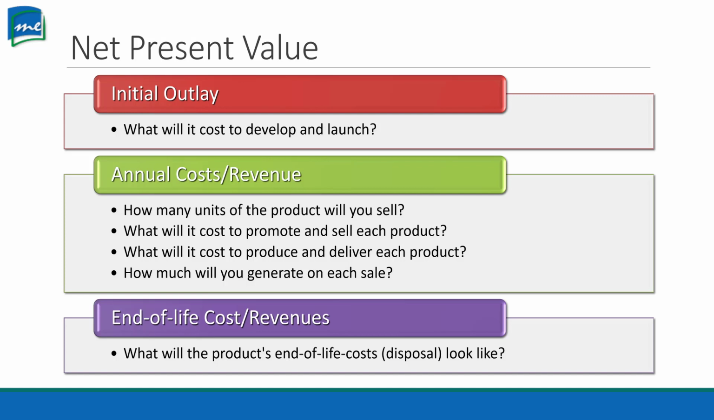So what will it cost to produce and deliver each product? You have to think, how is it getting to your customer? So producing it, our last example said $57. But what about the delivery? How is it getting to that customer? Are we going to have to pay for shipping to get it to the customer? Or are we going to charge the customer for that shipping?